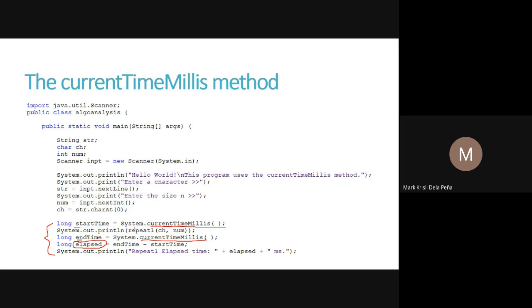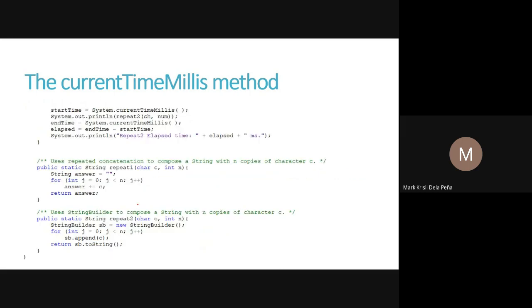Now our algorithm is this method, repeat1. In repeat1, there are parameters: ch for the character value, and num for n. That will be our n, the number of iterations, if this is a loop. Then we will print it so that we can determine the value of the elapsed time. There are actually two methods here which we will be comparing. The first one is repeat1, and the other one is called repeat2.